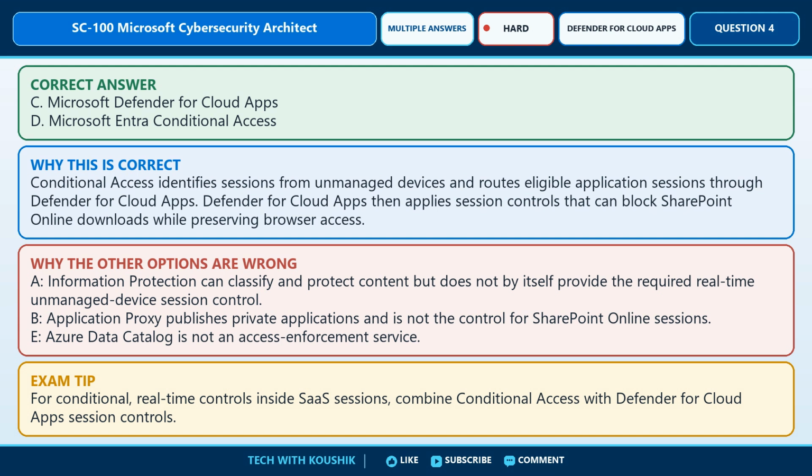Why are the other options not correct? A. Information protection can classify and protect content, but does not by itself provide the required real-time unmanaged device session control. B. Application proxy publishes private applications and is not the control for SharePoint Online sessions. E. Azure Data Catalog is not an access enforcement service. Exam tip. For conditional, real-time controls inside SaaS sessions, combine conditional access with Defender for Cloud Apps session controls.